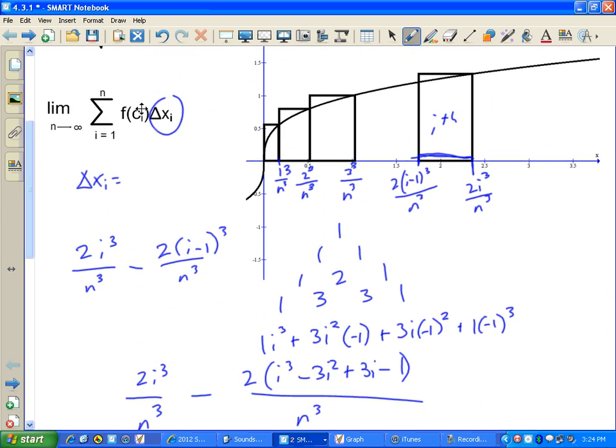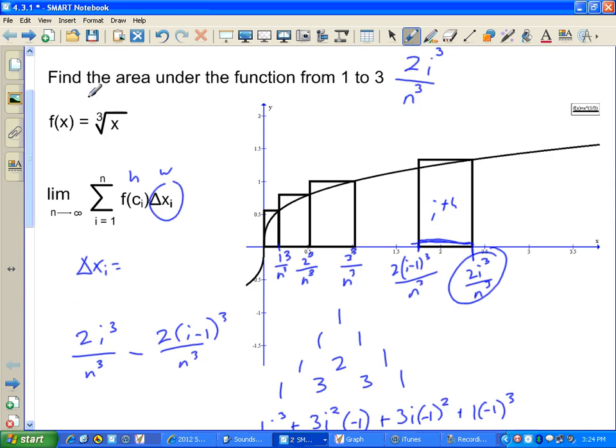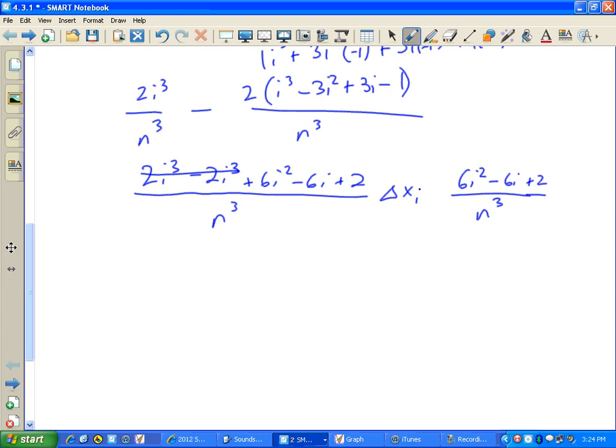So a function at this rectangle, which is the height. So this is the height, this is the width. So the height is going to be the function at this value. So if I put that into my function, being the cube root of x, I'm going to have the cube root of 2i cubed over n cubed.